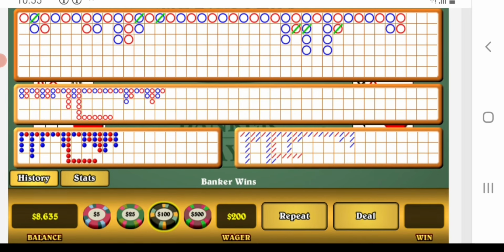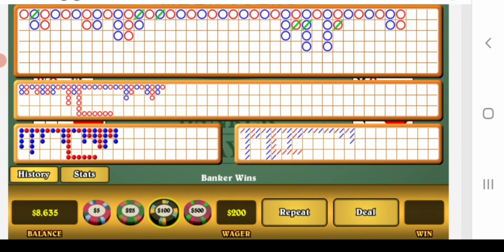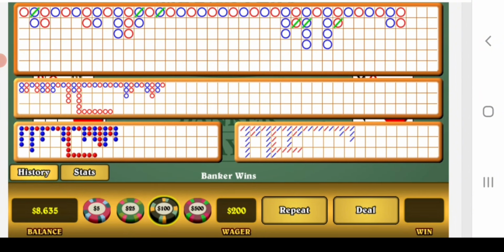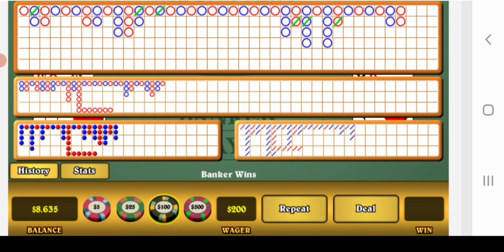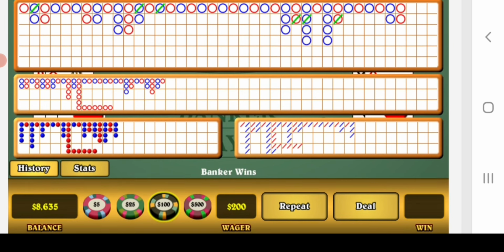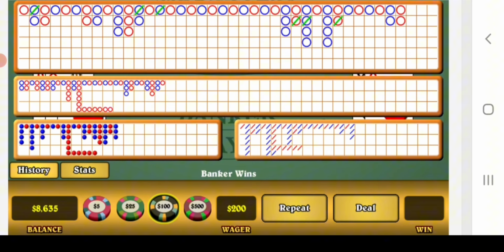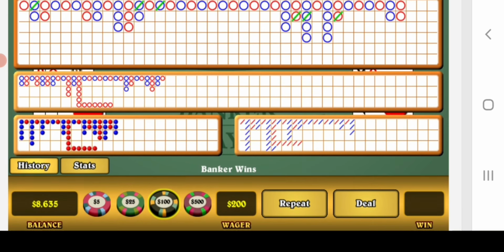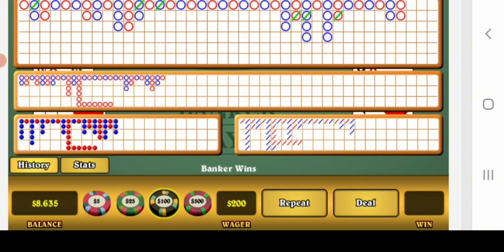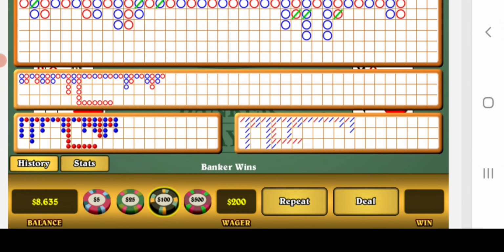Okay, here's the last part of the 100 bets. As you can see there, we went from our initial bankroll of 10,000, we're down to 8,635, which is 13 and a half units, 13, 14 units. Okay, so that's over 100 bets.